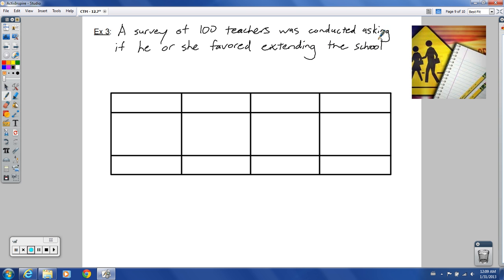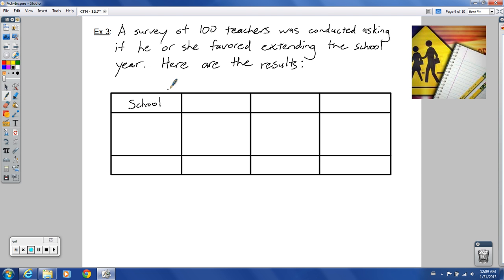Now you may have some strong feelings about that, and I'm not going to tell you what I think. We're just going to look at the survey. So here are the results. So despite what you may think for or against extending the school year, this was the result of my fabricated survey here.